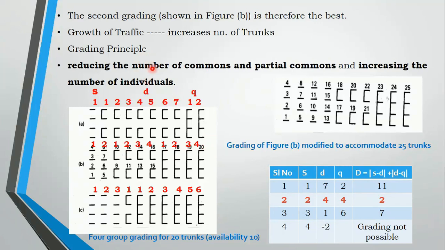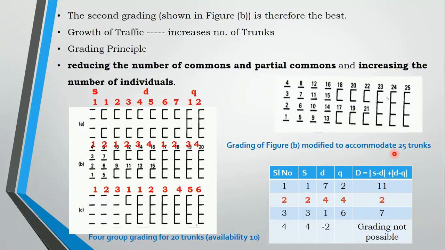Then according to the grading principle, you should increase the number of individual connections. So we'll try for the best grading method. In the best grading method, you have 2 group singles. We'll try to increase the number of singles. If you want to increase the number of singles, then the number of trunks increases. Observe here, instead of having 2 groups, we have made it 4 group individuals. Then the numbering starts from 1 to 4 and the single switch number ends at 16. Then we have a 3 group double connection and the remaining 3 group quadruple connection. That means this grading method is modified.